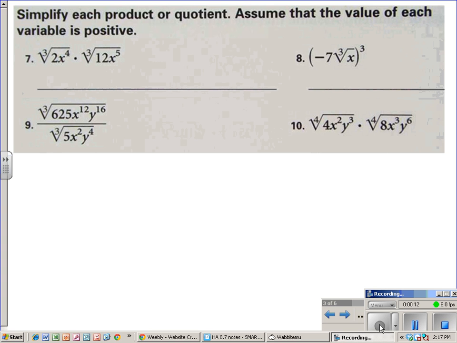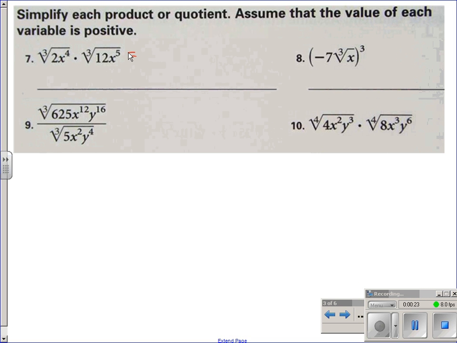Talking about combining expressions when you have multiplication and division with some roots. So for number 7, because it is a multiplication of two cube roots, I'm just going to put them into a single cube root. 2 times 12 is 24. X to the 4th times x to the 5th is x to the 9th.